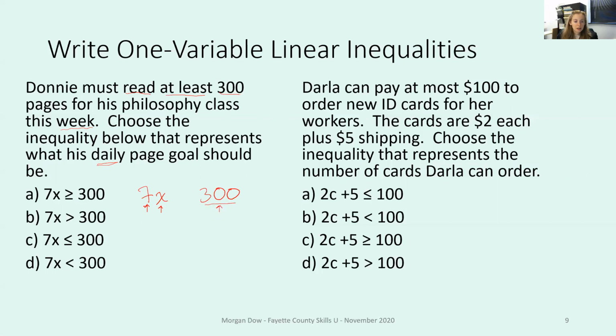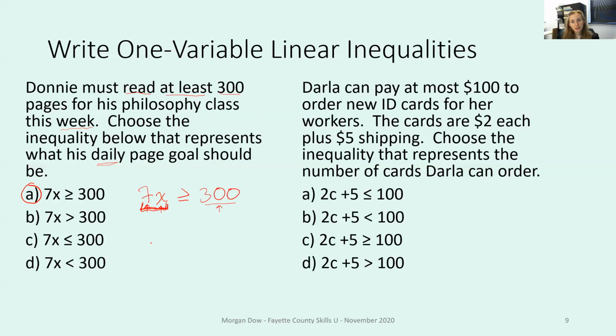So when we do 7 days times the number of pages we read each day, it could be equal to 300, right? Or it could be over 300. It just can't be less than 300. That wouldn't be good. So for this problem, we would choose A. 7x is greater than or equal to 300. So 7 days times our daily page goal should be greater than or equal to 300.